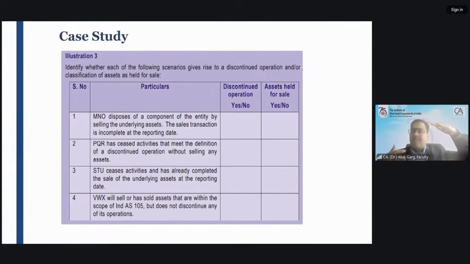So if there is a discontinued operation, there could be a situation where this discontinued operation is also a disposal group held for sale. It also cannot be a disposal group held for sale as well, right? And all disposal groups held for sale not necessarily become a discontinued operation, right?